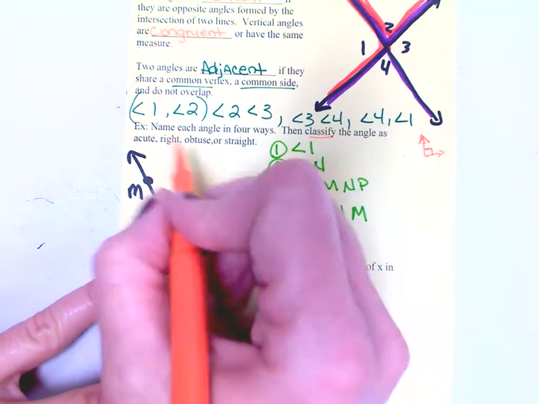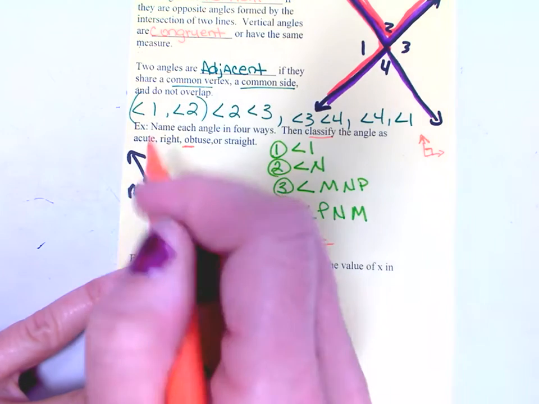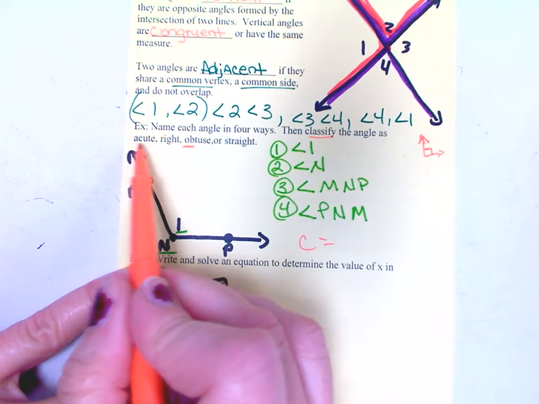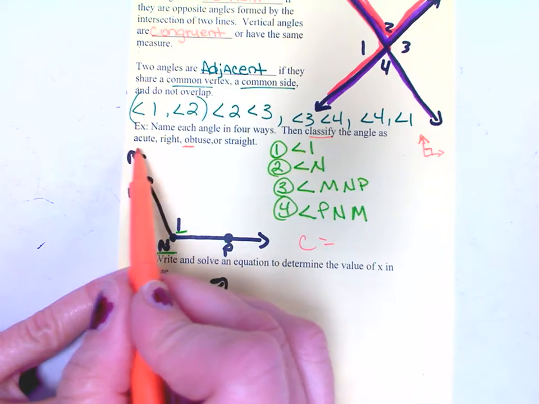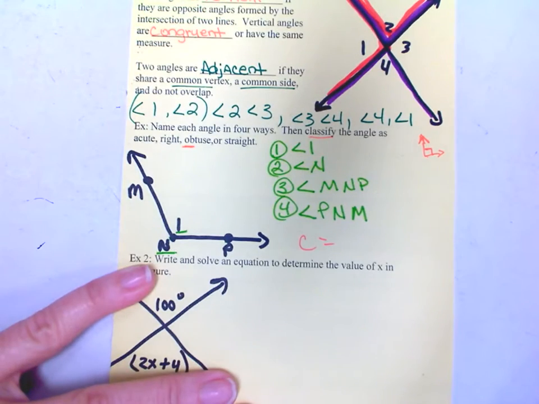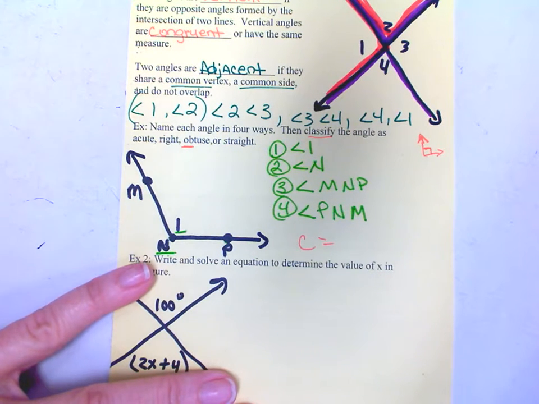Obtuse angle. Obtuse is really a large angle. It has to be more than 90 degrees. When things are large, we call them obese. So obese and obtuse kind of go together. So if you're getting acute and obtuse mixed up, remember small things are cute, small angles are acute, and huge obese angles are obtuse. Then you have your straight angle, which would be a straight line. Remember, straight lines measure 180 degrees.